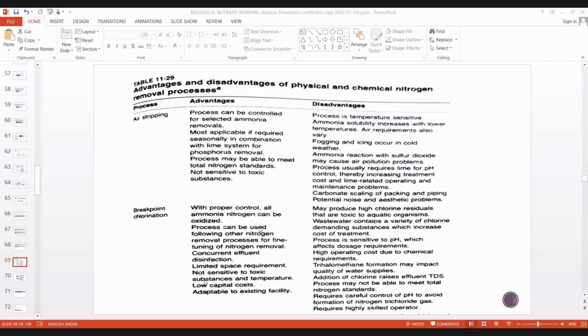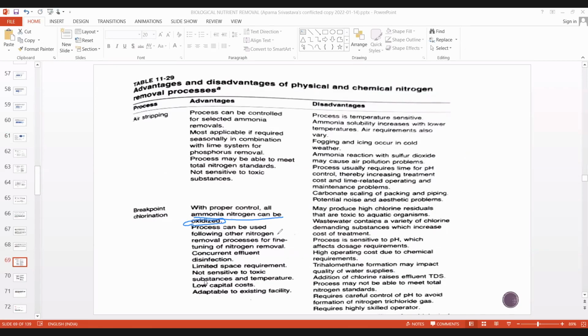Now next is breakpoint chlorination. Chlorine is well known for its high oxidation efficiency. So if proper control is there, all ammonia nitrogen can be oxidized. That's the good thing in chlorination: very high efficiency. But there is one major problem with breakpoint chlorination. It is going to create a number of carcinogenic products, and that is one of the disadvantages.